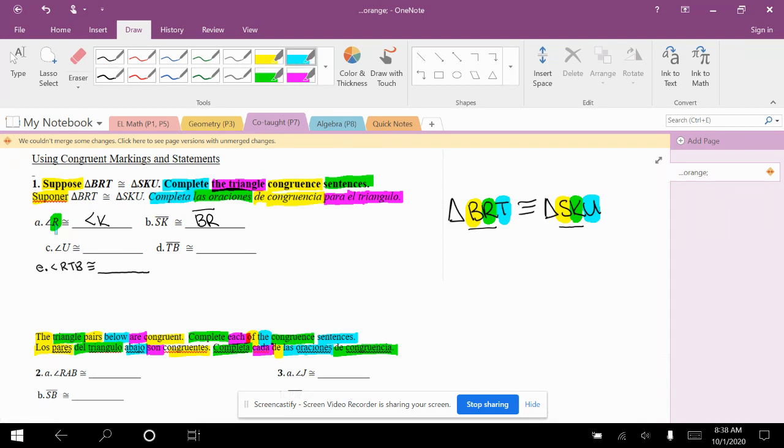Angle U is blue. Angle T is also blue. So angle U is congruent to angle T. Segment TB is blue and yellow. So the letters that are blue and yellow on the other side are U and S. So segment TB is congruent to segment US.